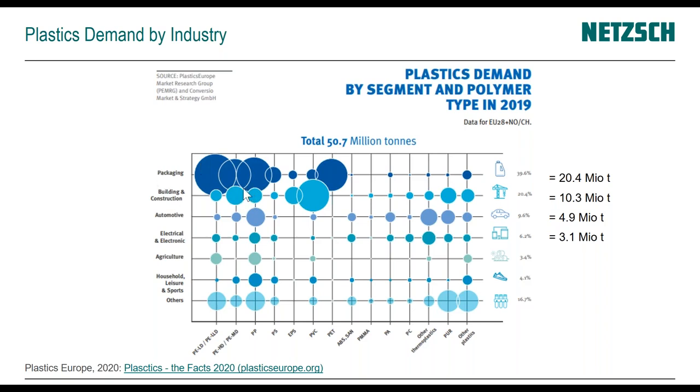Then packaging is followed by building and construction. That's 20%. So already half of the volume that is produced by packaging. And then another half of the building and construction is automotive. And then we really get down to smaller portions. Even so, these industries are really big. The plastics consumption is really mostly contributed or used in packaging, building and construction, and automotive. And that explains also why some materials are produced more than others.